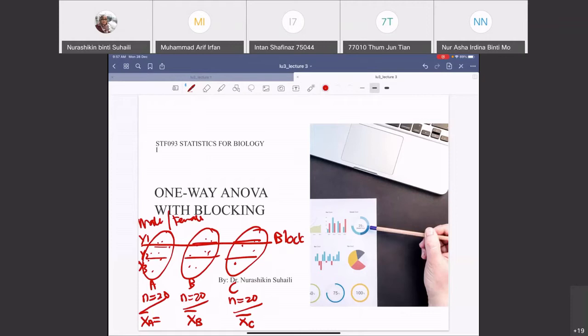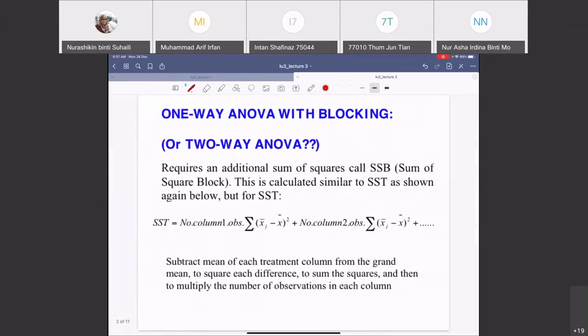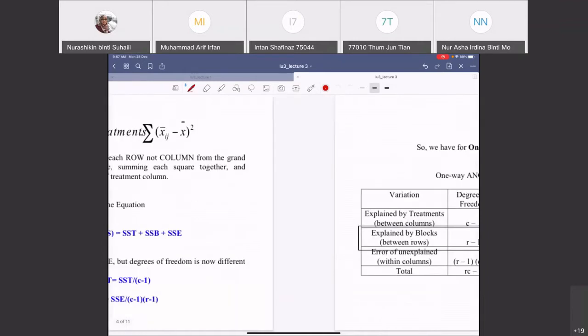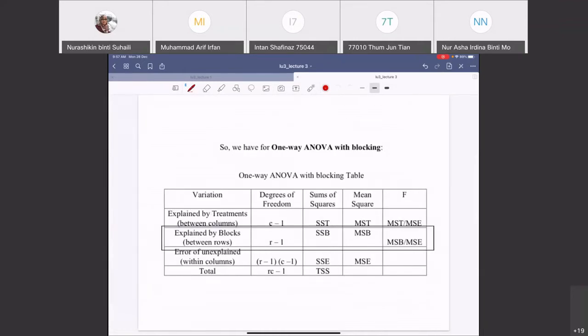Okay, so basically this is what is meant by blocking. I don't want to go through the definition or the terms one by one because it's quite hard for you to visualize then. When you have blocking, it means that for the ANOVA table, before this we only have the degree of freedom, the SS, and then the MS, and we have treatment only. We have errors within the columns.